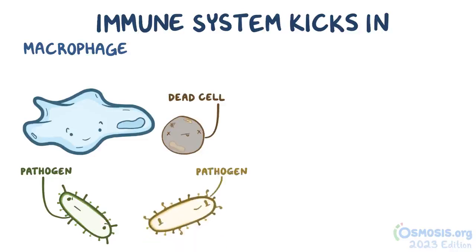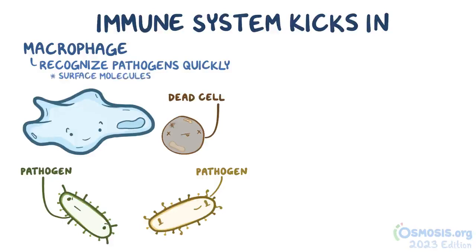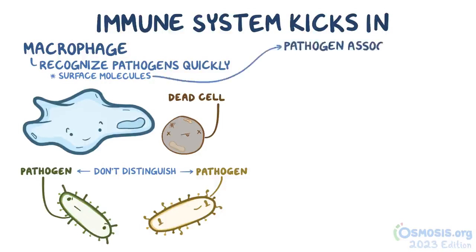Since macrophages live in the tissue, they start recognizing pathogens within minutes of an infection. And the way that a macrophage figures out if something is a healthy host cell or a pathogen is by the molecules that a cell or pathogen has on its surface. This is because cells of the innate immune response don't distinguish one invader from another invader. This probably won't come as a surprise, but pathogens have molecules that humans don't have, and they're called pathogen-associated molecular patterns, or PAMPs.